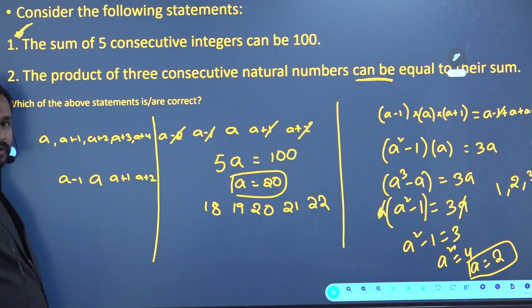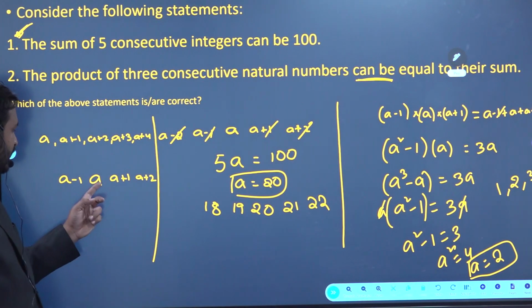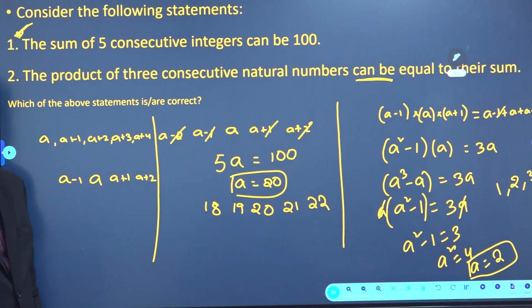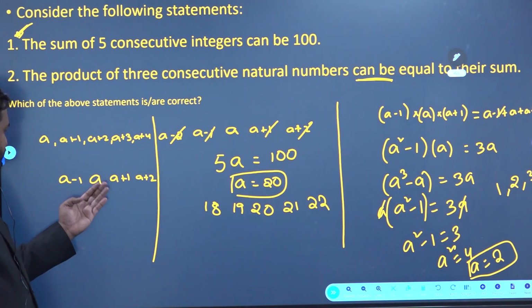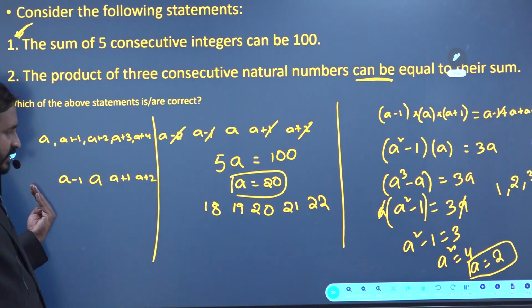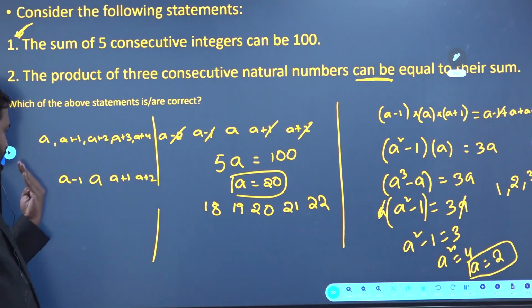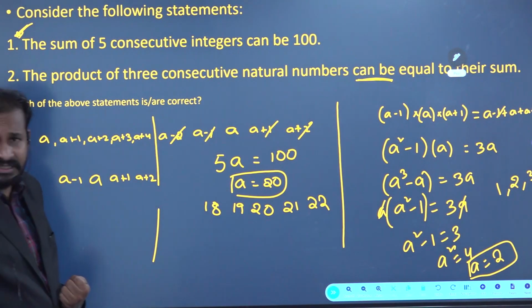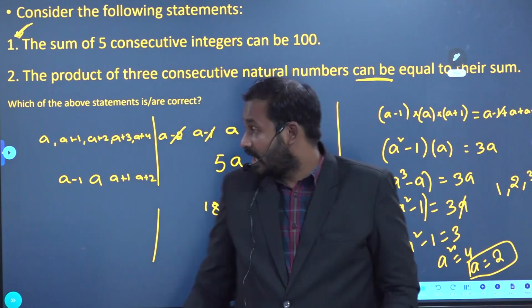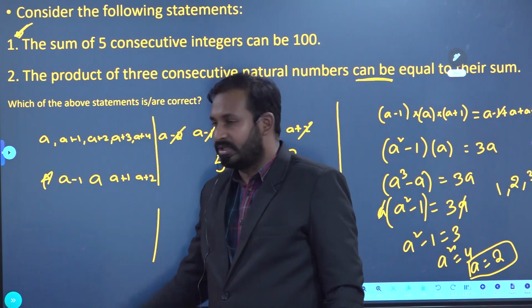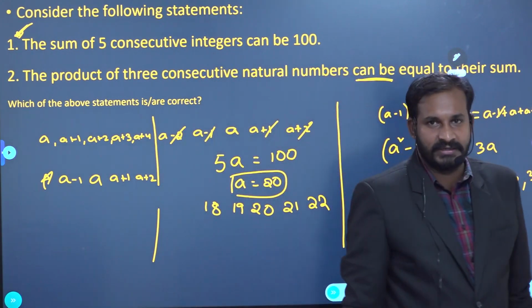For example, if you want to assume 4 consecutive numbers, it is a minus 1, a, a plus 1, a plus 2. If it becomes 5, add a minus 2 on this side. If it is 6, a plus 3 on this side. 7 means a minus 3 this side. Like this, assuming the numbers is very, very important, students, so that you will get the answer very quickly.